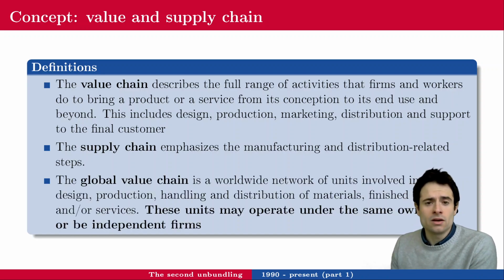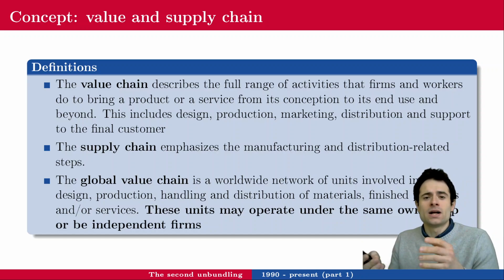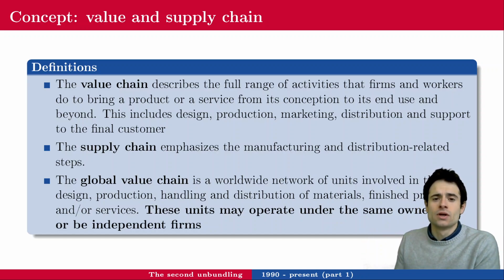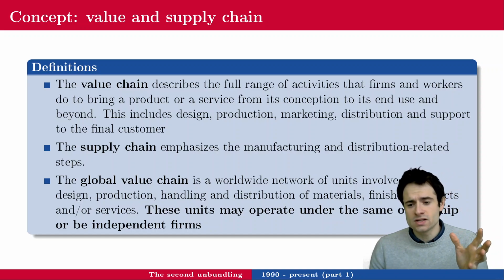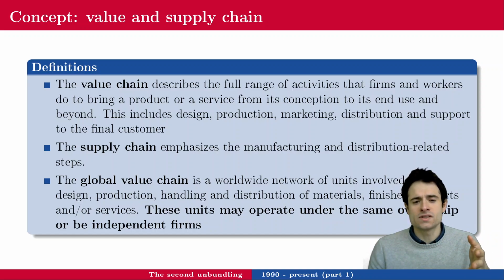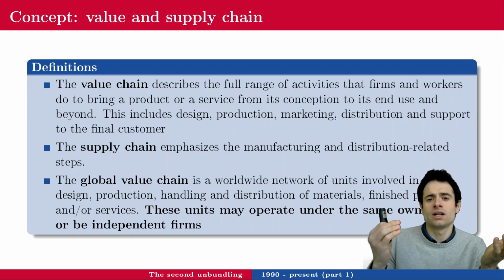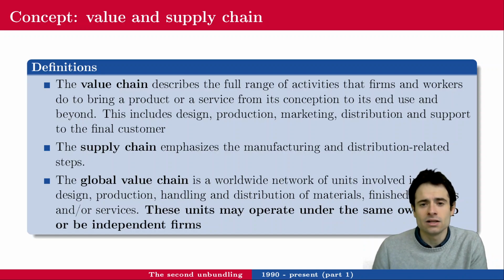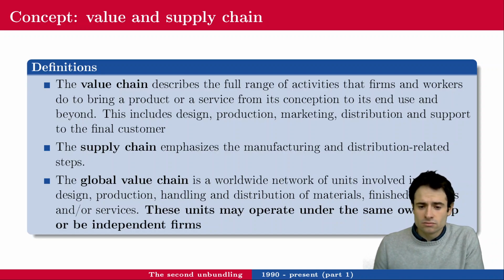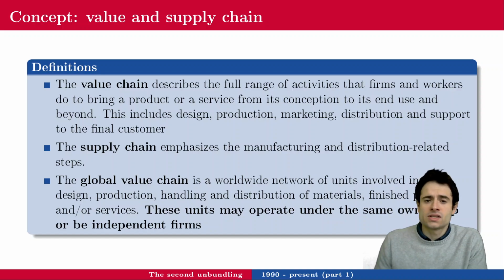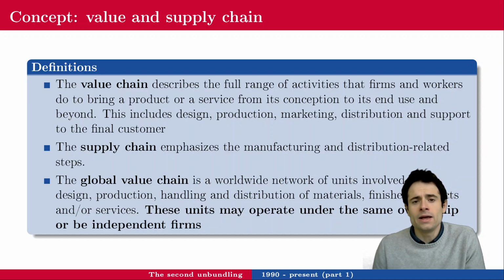The global value chain is the same thing as the value chain, but beyond national borders. So it is a worldwide network of units involved in, again, design, production, marketing, distribution, all of those steps involved in the creation, from the creation of the good until its sale, and even beyond with customer service. These units, so all the different steps, may be operated by the same firm or by independent firms.